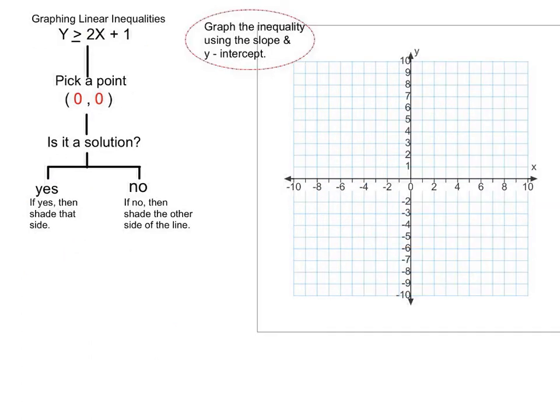Let's look at another example. Again, let's begin by graphing the same way. Let's start with our y-intercept at 1. And then let's use our slope. Our slope is 2 over 1. So we're going to rise 2, run 1. Rise 2, run 1. And we'll do that a couple of times till we have enough points to create a straight line.